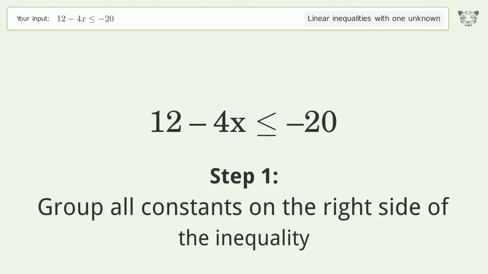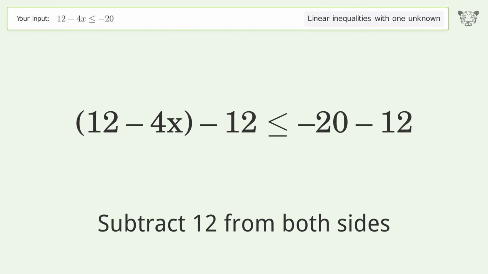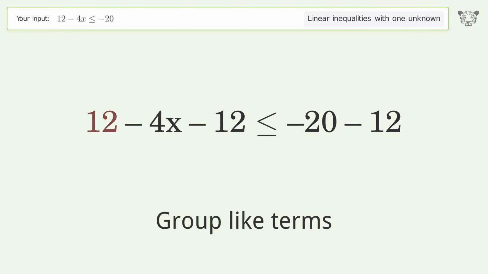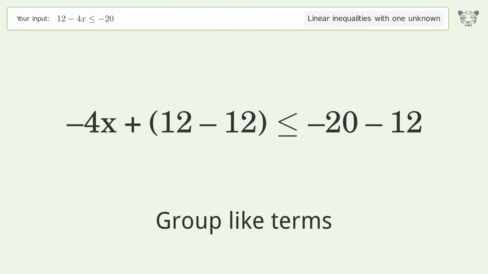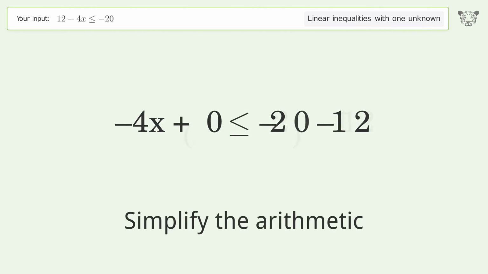Group all constants on the right side of the inequality. Subtract 12 from both sides. Group like terms. Simplify the arithmetic.